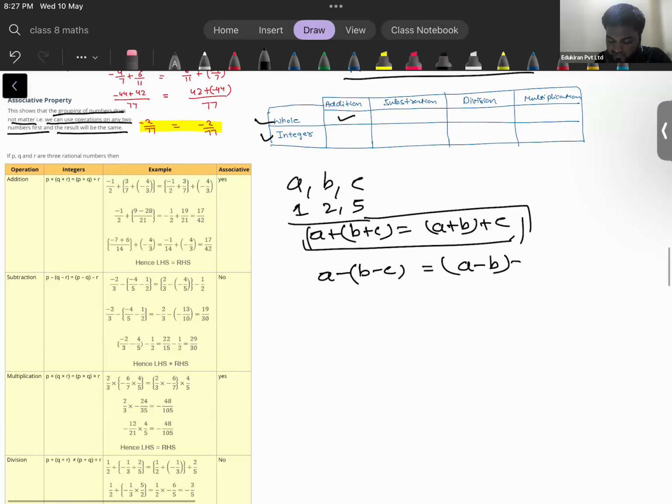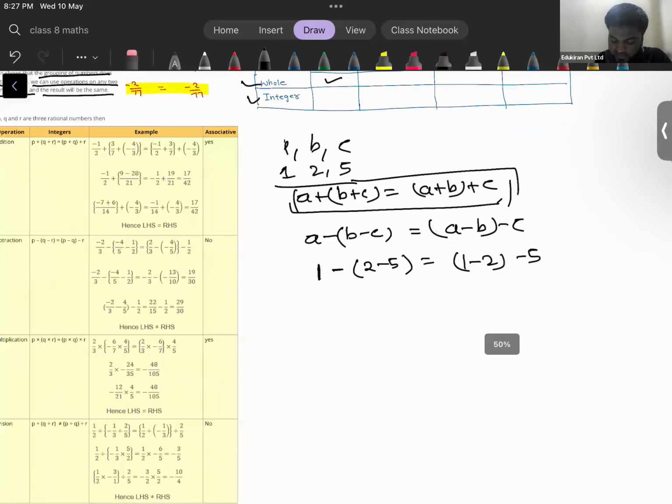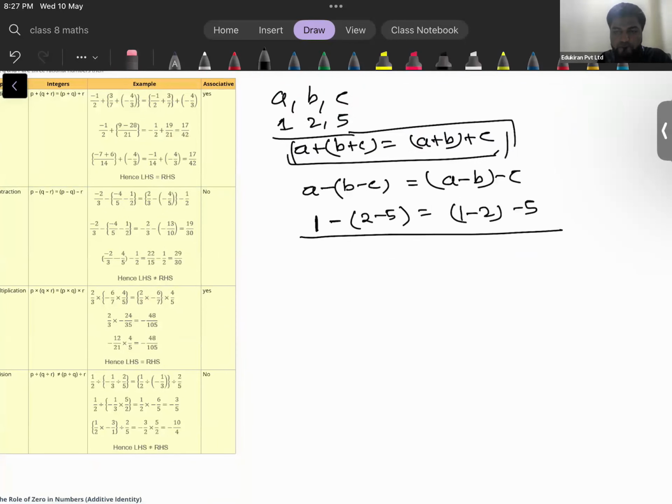will the values be the same? Let's put the same values here as well. 1 minus 2 minus 5, is it the same as 1 minus 2 minus 5? If I solve this, write the values on both the sides. Is it provided the value on the left side?